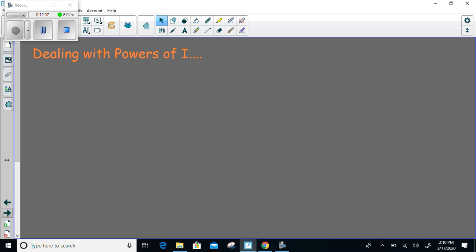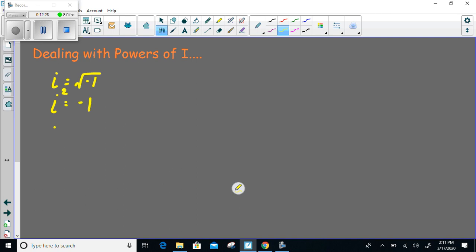So, dealing with the powers of i. I'm going to write all that stuff down again that we just spoke about with the different powers of i. So again, one more time. i is the square root of -1. Condense it a little bit and reduce the amount of work. i to the 2nd power is -1. i cubed is -i. i to the 4th is 1. Now watch what begins to happen.